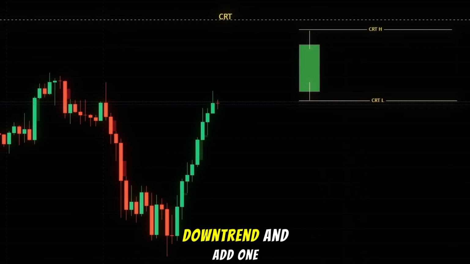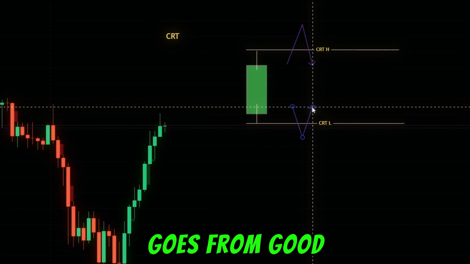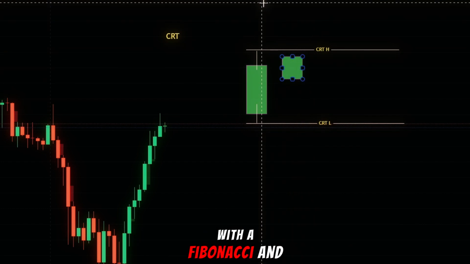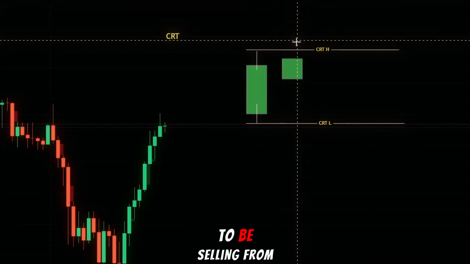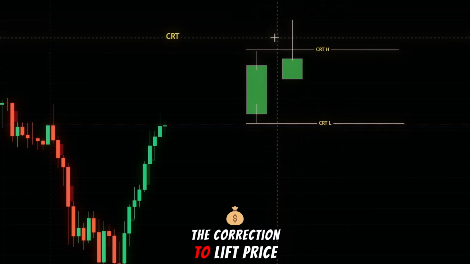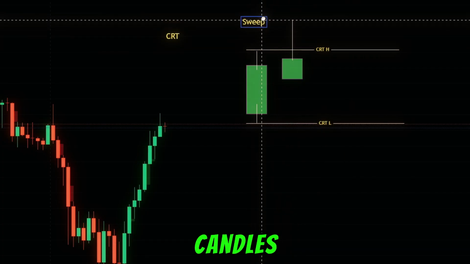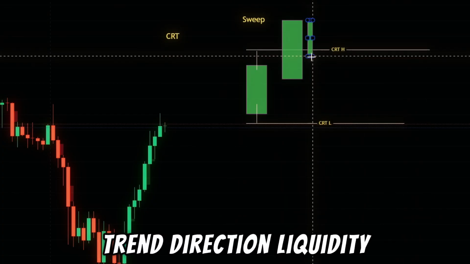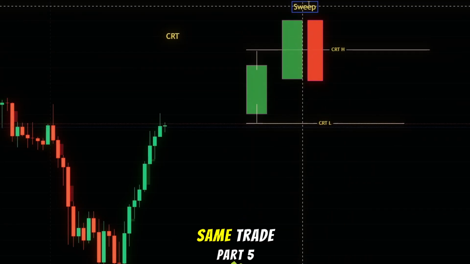Flip it for a downtrend and add one more filter, because this is where the setup goes from good to genuinely selective. Split the impulse leg with a Fibonacci and look at the 50% line. In a downtrend, you only want to be selling from above it, from premium. So you wait for the correction to lift price into premium, and only then start marking bullish candles and hunting for a sweep above their highs. Trend direction, liquidity grab, and a discounted entry price, all stacked on the same trade.